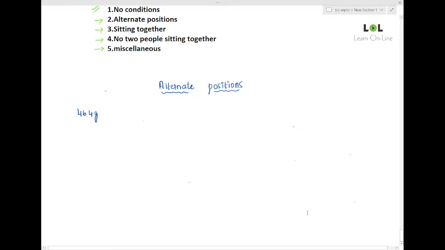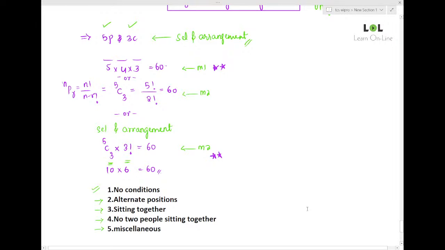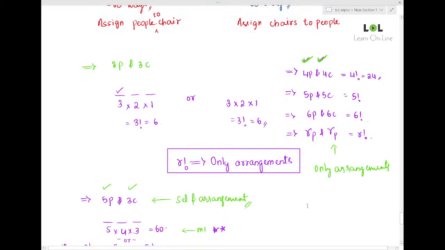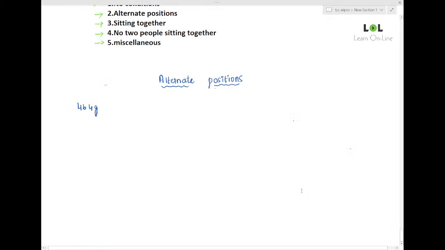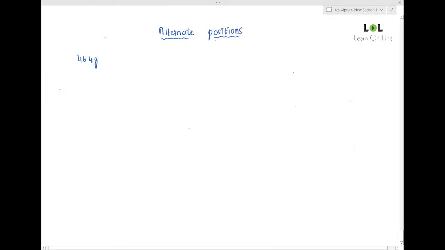Look, yesterday we discussed this. Whenever there are 4 people, 4 chairs, 4 factorial; 5 people, 5 chairs, 5 factorial; 6 people, 6 chairs, 6 factorial. Likewise, there are totally how many people? 8 people are there here. 8 people means we can arrange them in 8 factorial ways, if there is no condition in the question.